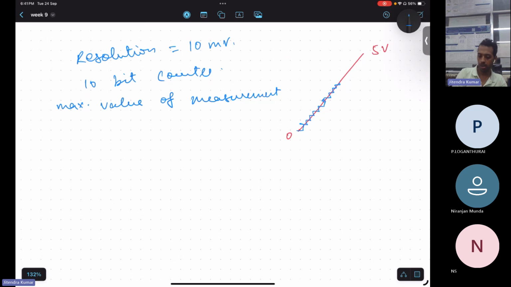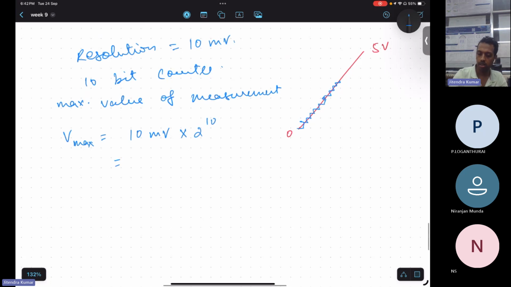Can we do it the other way around? We know that there is a 10 bit counter and we have been given the resolution value. Can we calculate the range or the maximum value of the measurement? So that will be the maximum: 10 millivolt into 2 raised to power 10, so that will be 1024, which is 10.24 volt. So 10.24 volt will be the range of this.